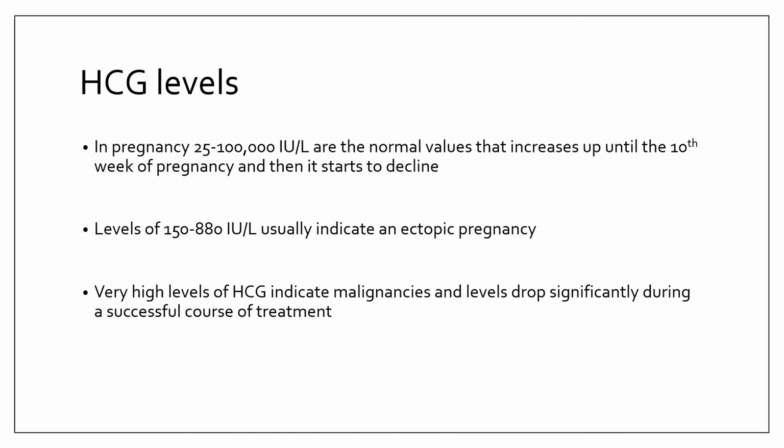If you have low levels of HCG, like 150 to 880 international units per liter, this usually indicates an ectopic pregnancy or a tubular pregnancy, one that's developed in the fallopian tubes. That's very dangerous, and the doctor needs to know that. Very, very high levels of HCG indicate malignancies, and the levels drop off significantly once that tumor is removed or that person is treated for that tumor.